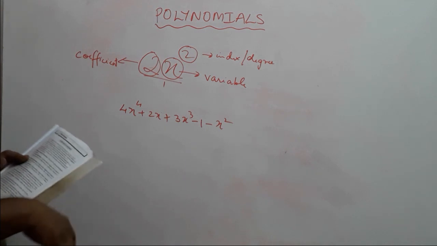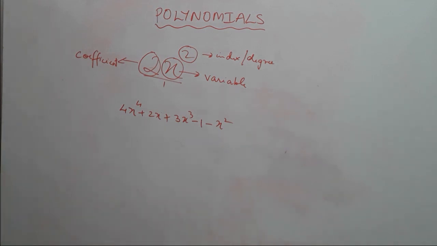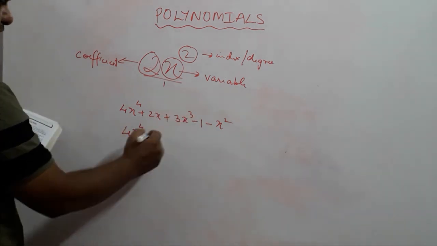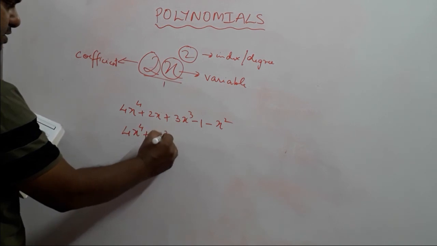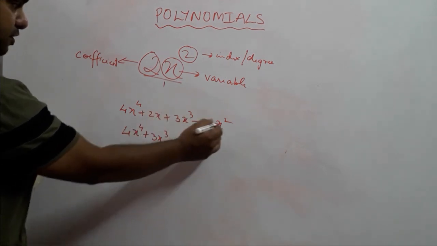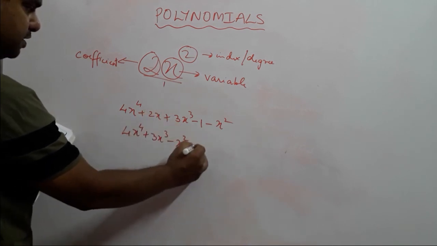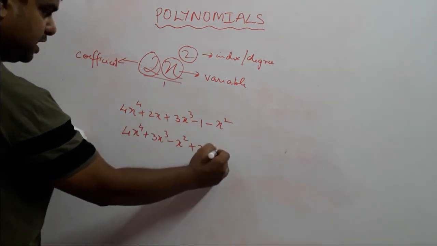So let us put them in order, in decreasing order of degree. So 4 has to come first, followed by 3, followed by 2, followed by 1, and last by 0.